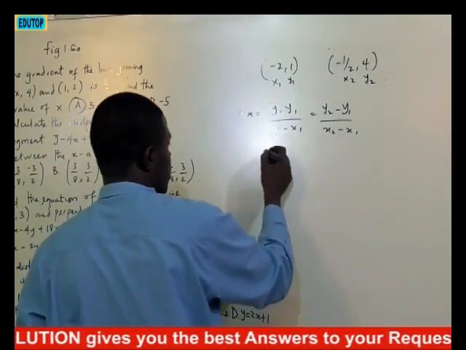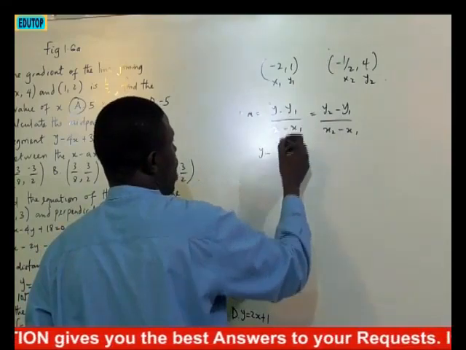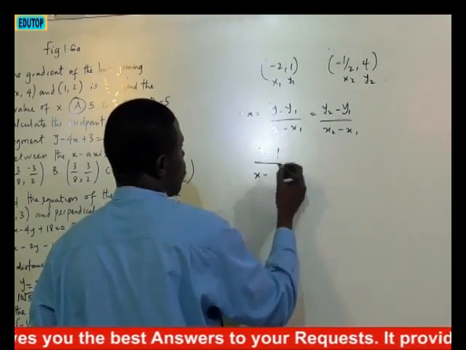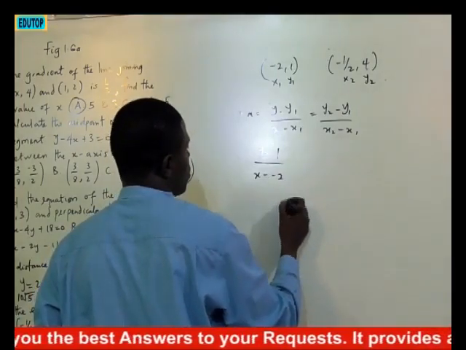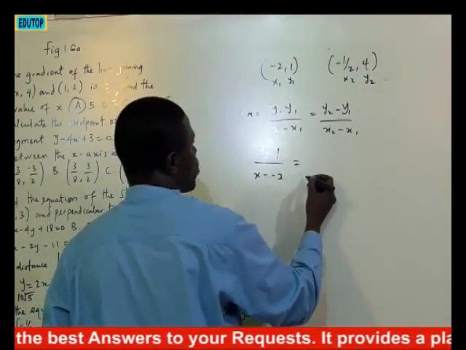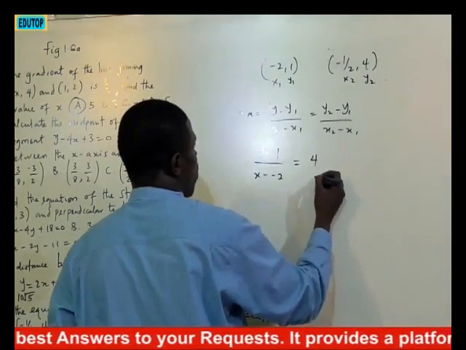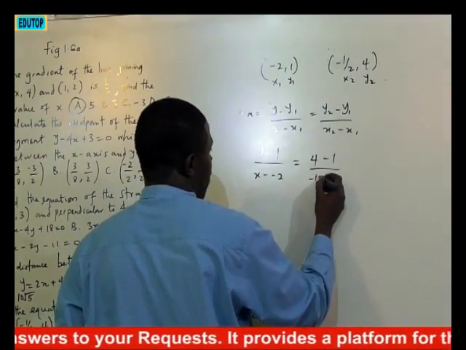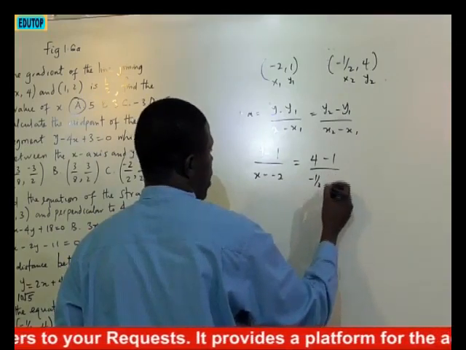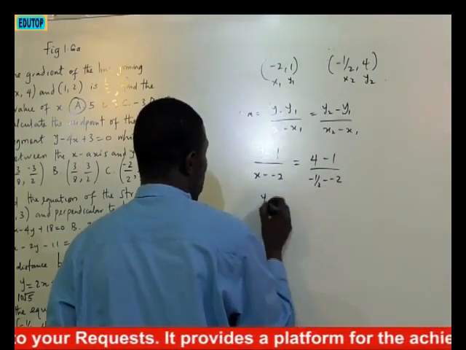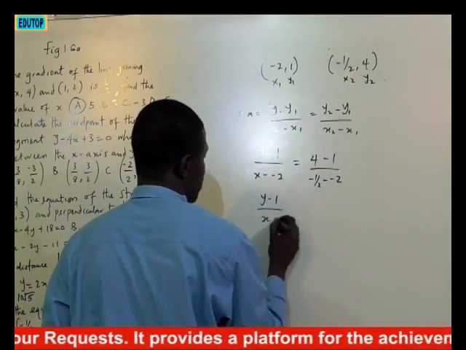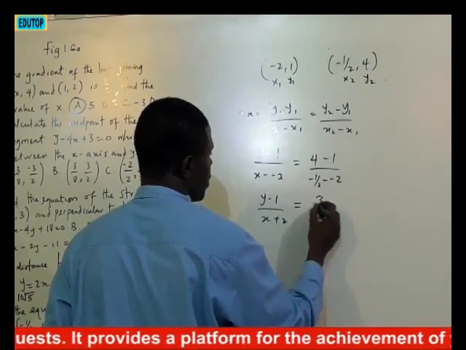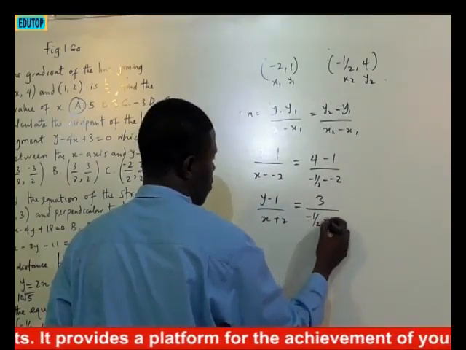So in this situation, what is our y1? Our y1 is 1, over x minus, what is our x1? Minus 2, equals y2, 4, minus y1, 1, over x2, minus half, minus x1, minus 2. So this one will be (y - 1)/(x + 2), minus times minus is plus, equals this minus this: 3, over minus half plus 2.